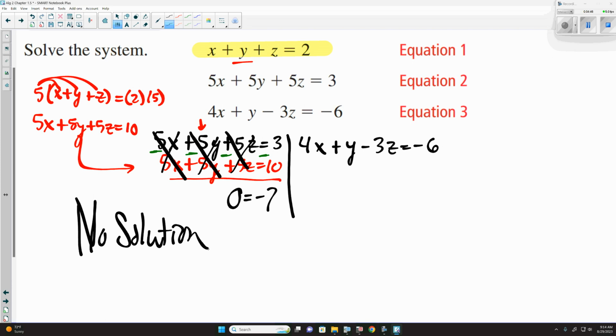we're done. It doesn't matter if the other two planes intersect or cross each other, because as we just saw with these two here, these two planes are parallel to each other. They'll never cross. And again, for us to have a solution, we need all three to intersect, all three to cross. And if two of them do not cross or intersect, it's no solution. It doesn't matter what the other one does.